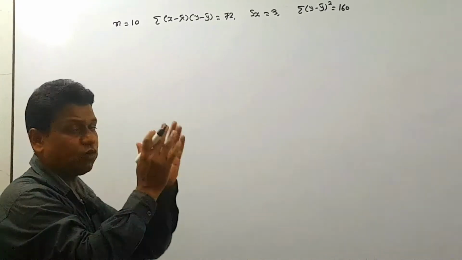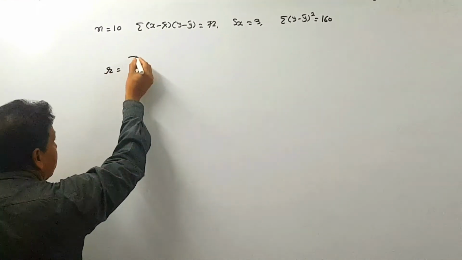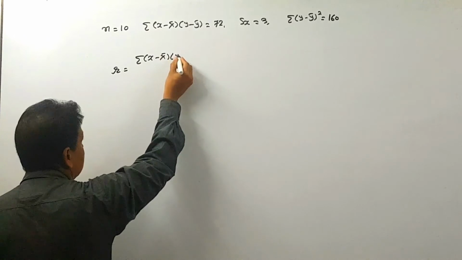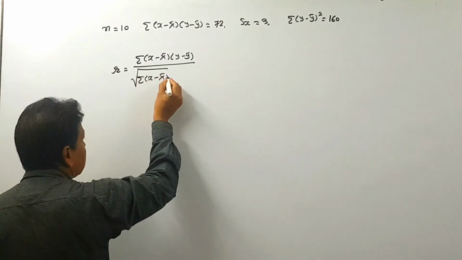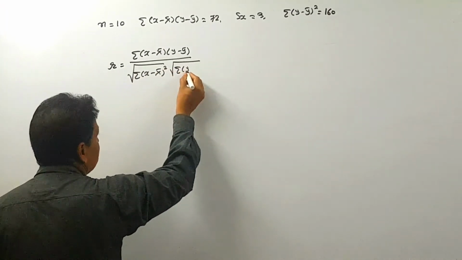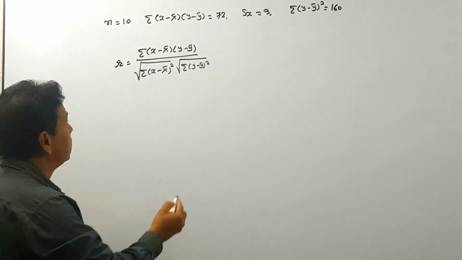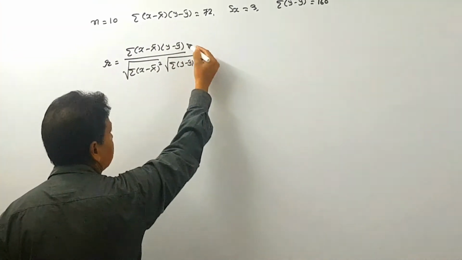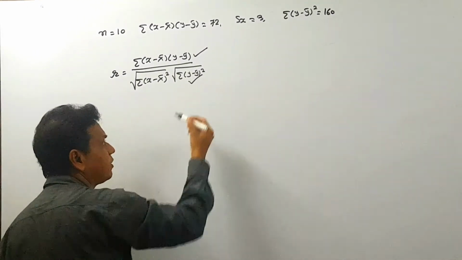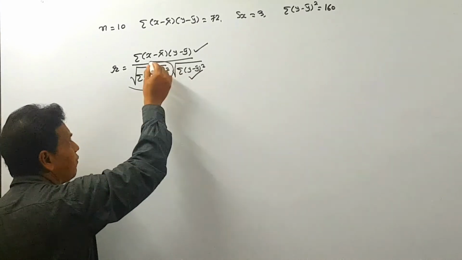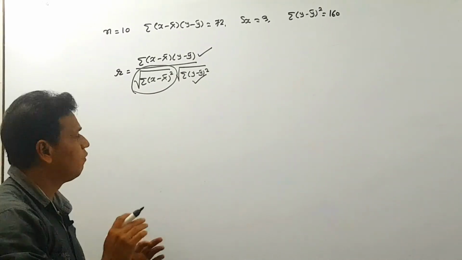First of all, we have to think which formula is to be used here. According to this information, one formula we can use is sum of x minus x bar, y minus y bar divided by root of sum of x minus x bar square into root of sum of y minus y bar square. Now check which things are available. Sum of x minus x bar, y minus y bar is available, no issue. They have given sum of y minus y bar square, but they have not given any information about sum of x minus x bar square. So we have to think how to get this information, or use some other formula.